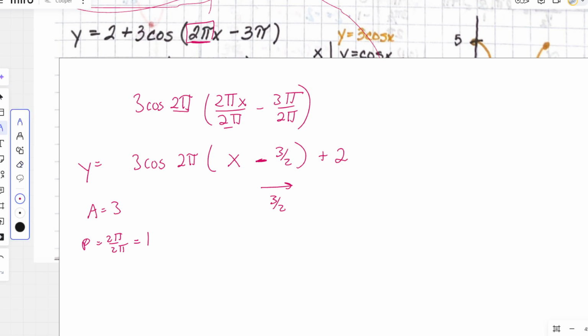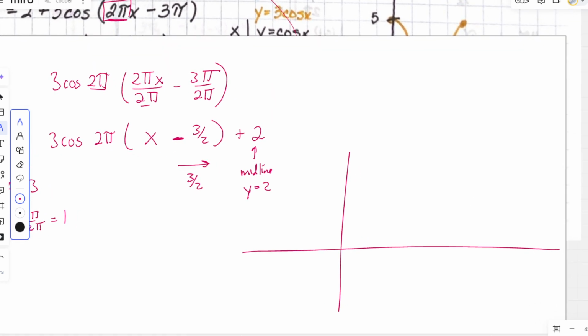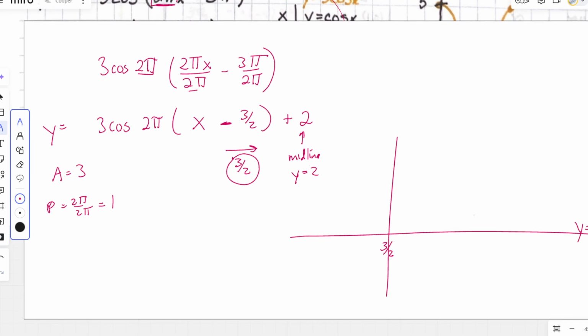If it had been positive, then it would have been -3/2. It would have been left 3/2. But it's negative, so it's right. Counterintuitive. And the midline is at y equals 2. All right. So y equals 2. And then my starting point is 3/2, not -3/2. All right. So this one, I got to be careful.